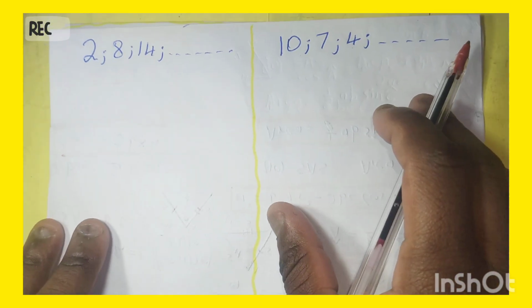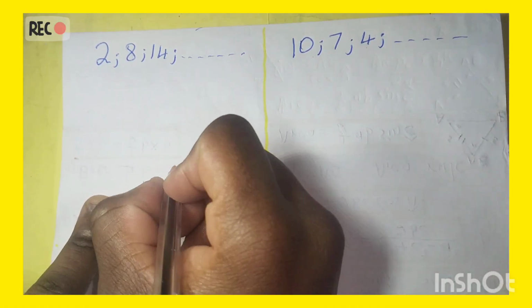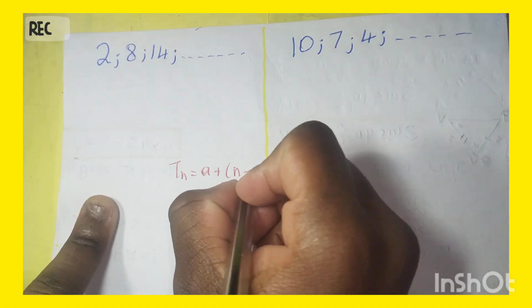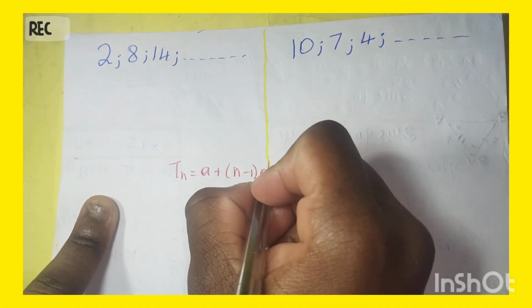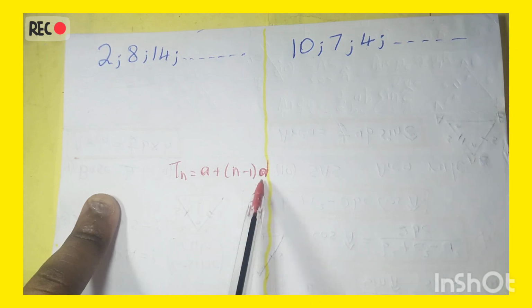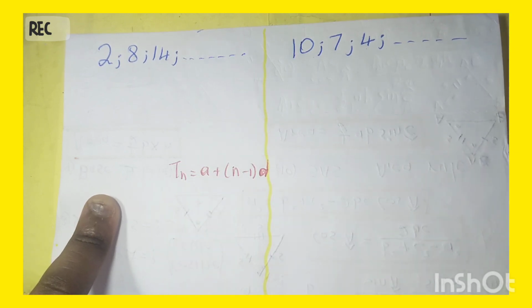So for you guys to find out the general equation, you should understand that the general equation of a linear pattern is just like this. What you should know are A and D. Once you know those two values, you are done. But now, how do you get them?